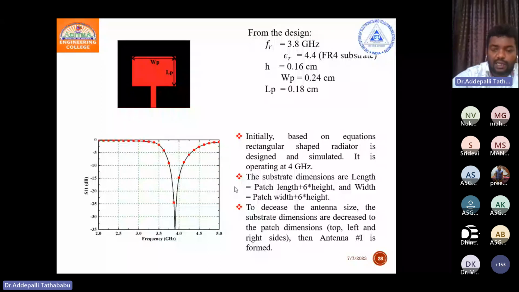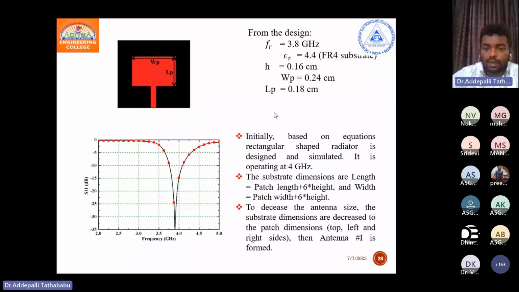C is equal to F lambda, lambda is equal to C by F. You can check this in the Pasternack and EM talk also. If you increase the frequency, then automatically the width and the length of the patch will decrease, because the wavelength and frequency are inversely proportional. The frequency of the antenna and the size of the antenna are inversely proportional. If you want to decrease the antenna size, then the frequency moves towards the right side.